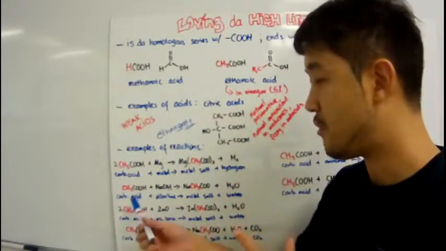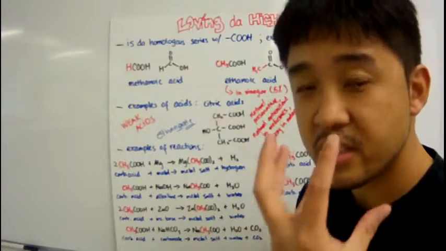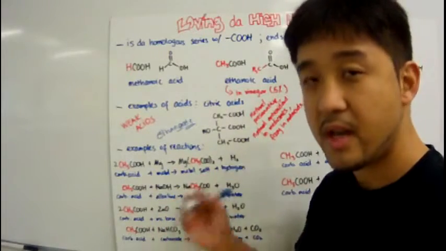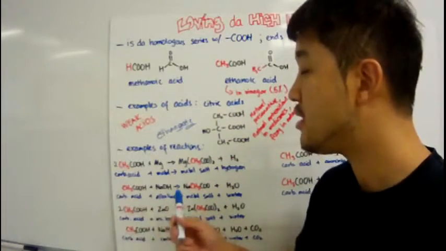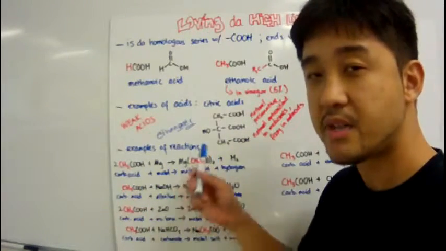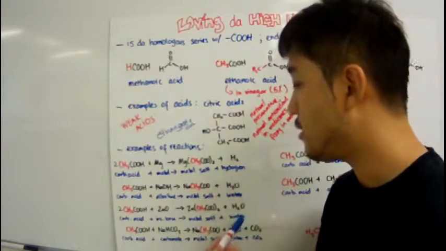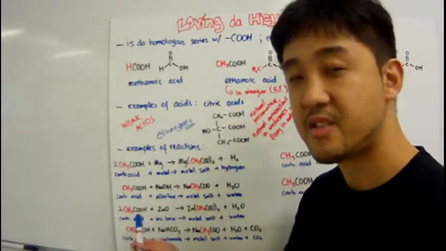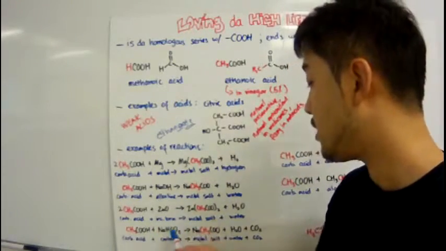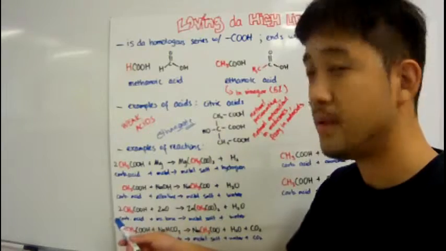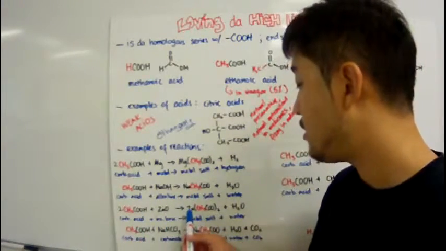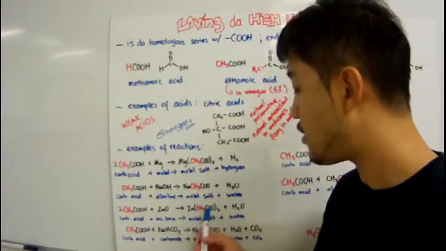Okay, so here we go. Another example is a carboxylic acid with an alkali, which is a soluble base. Alright? And what you get is a metal salt and water. So this example is ethanoic acid with sodium hydroxide to give you sodium ethanoate and water. Another example is carboxylic acid reacting with an insoluble base or metal oxide to give you a metal salt and water. This example is 2 moles of ethanoic acid with zinc oxide, and that will give us zinc ethanoate and water.